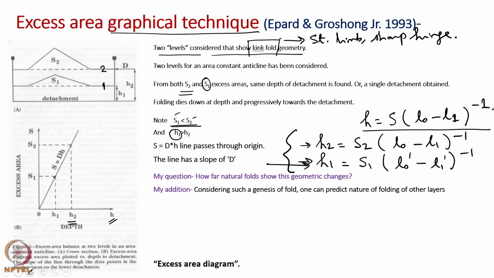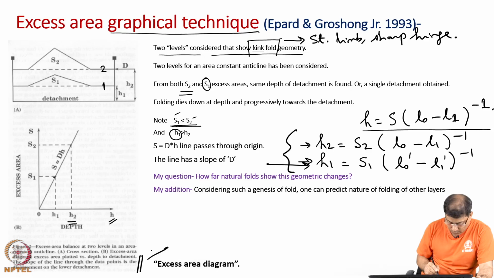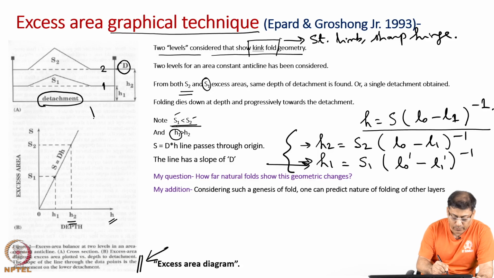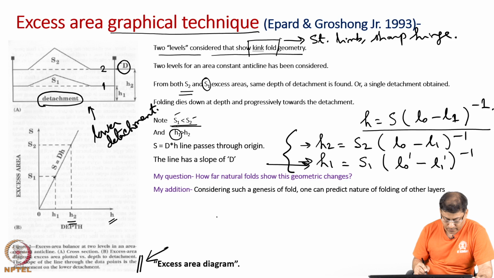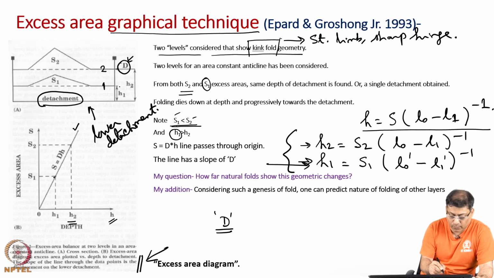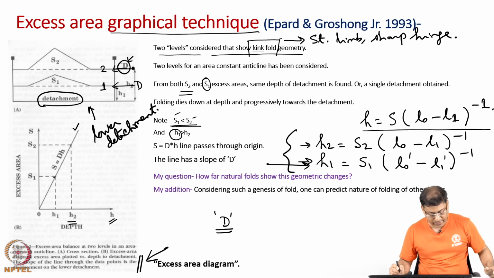The slope of the line S equal to dH through the data points is the displacement on the lower detachment. D is the displacement on the lower detachment. This detachment has also been called the lower detachment. As I said, the slope of this line S equal to dH is given by D, and that is equal to the displacement along the lower detachment. For level 1, capital D amount of displacement has happened. Along level 2, the same displacement capital D has happened.